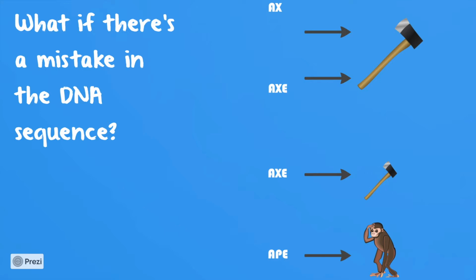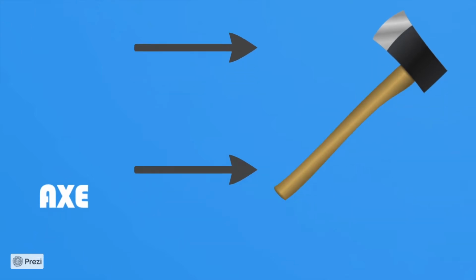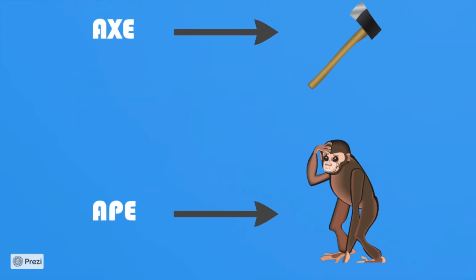For example, consider the word axe. If you remove the E from it, it still has the same meaning, depending on if you spell it the Canadian or the American way. Now, if the X is changed to a P, this changes the meaning of the entire word. Similarly, some changes in the sequence of DNA don't have an effect on the protein, while others can completely change it, resulting in disease.